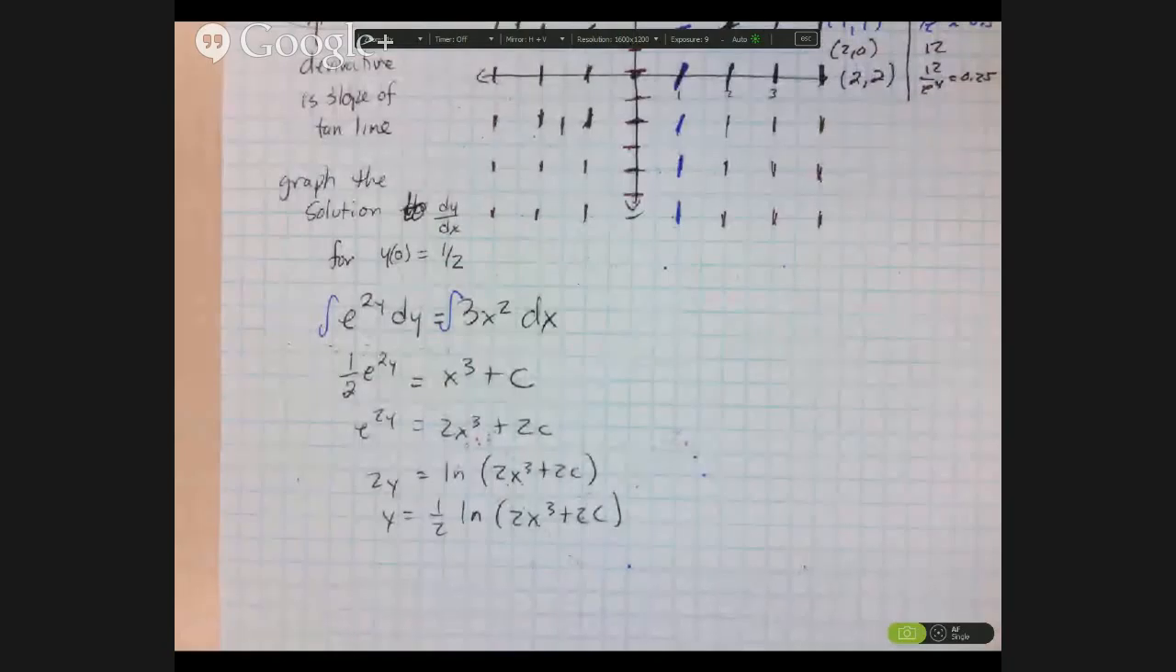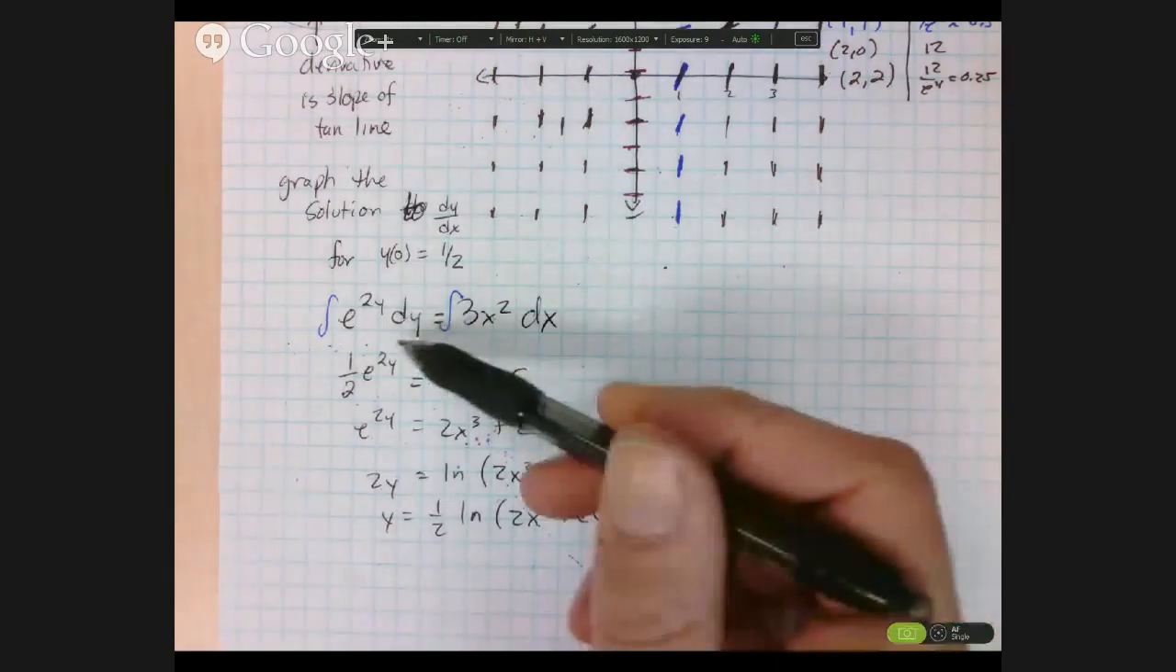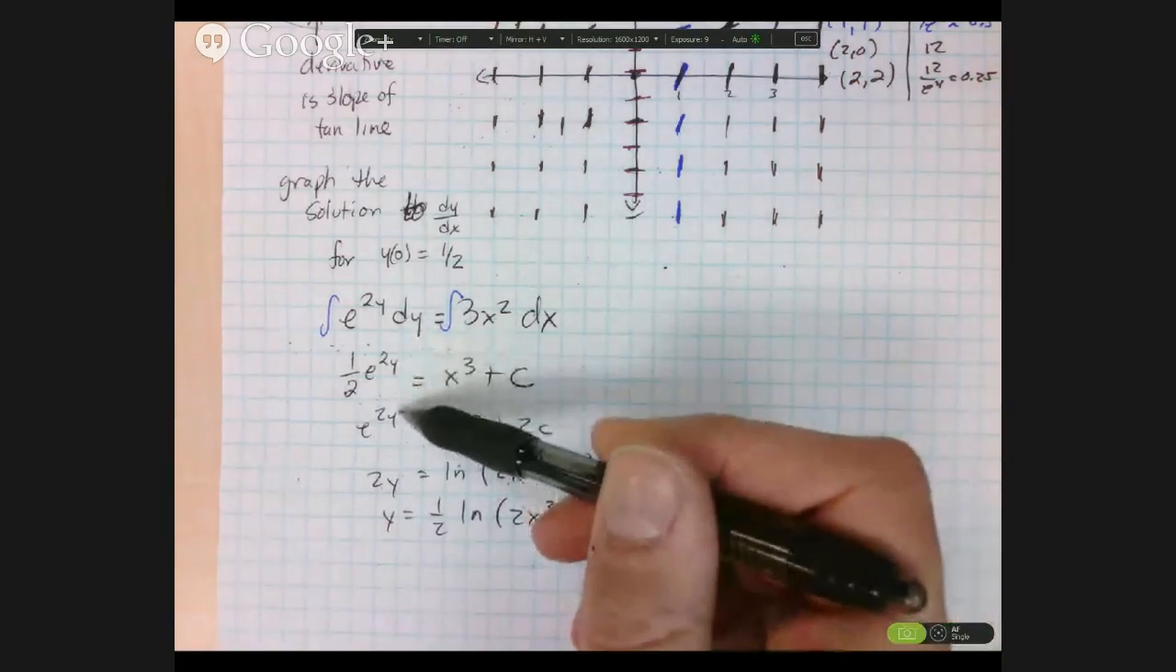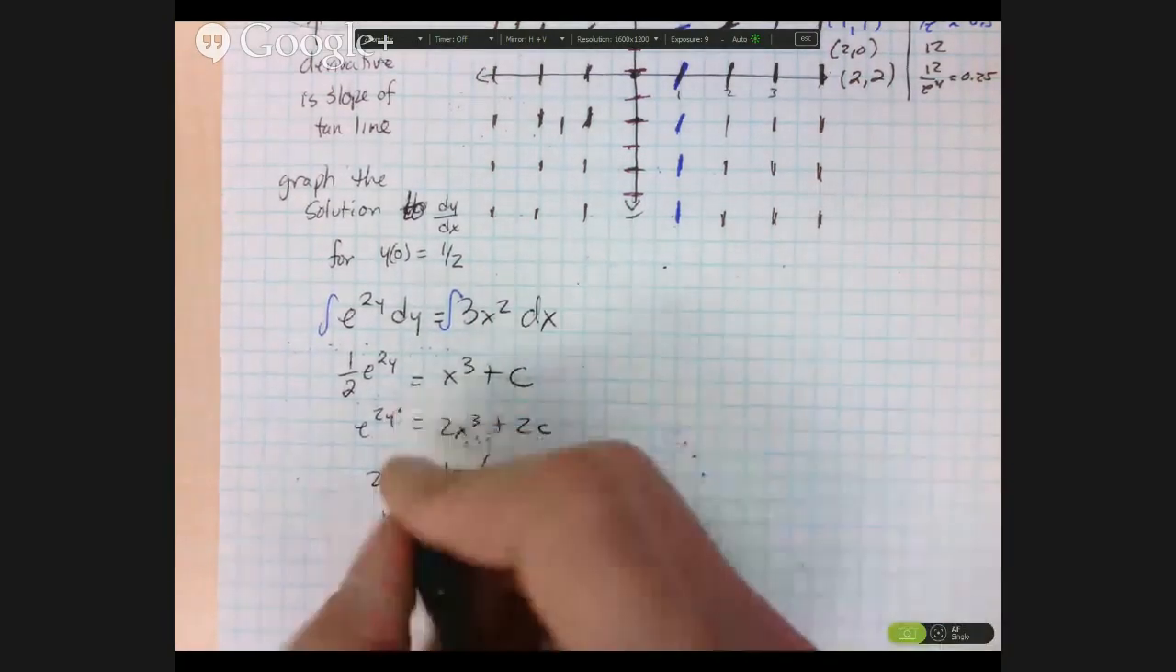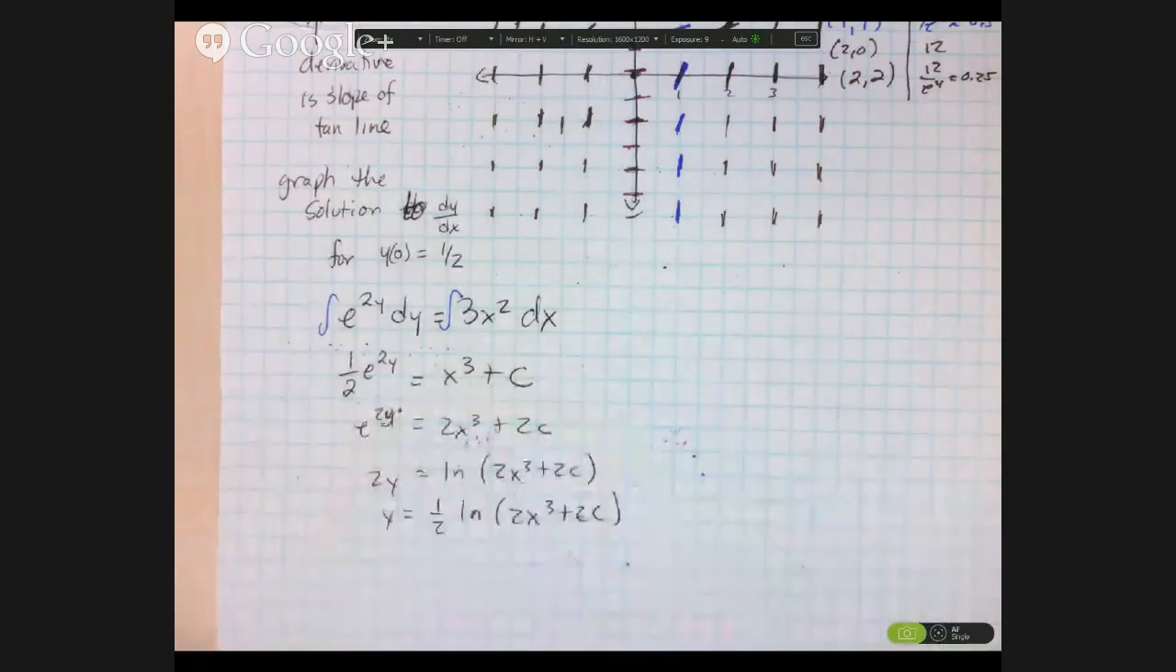You with me so far? Is that y part of the e to the power thing? Right there, yeah, it's e to the 2y. It's a part of the exponent.